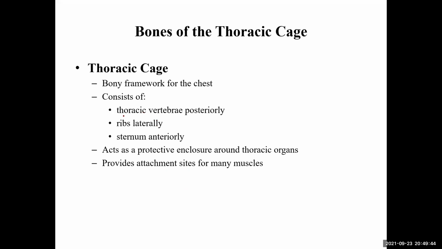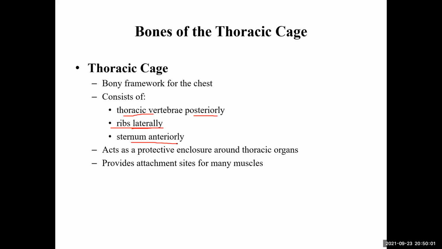your spine, specifically the thoracic vertebrae, will make up the boundary in the back. The ribs come off of the thoracic vertebrae and they wrap around towards the front. So the ribs will make up the lateral boundary and the sternum will make up the anterior boundary.